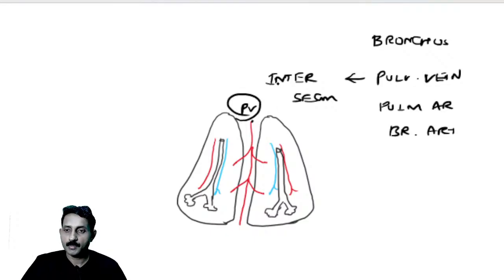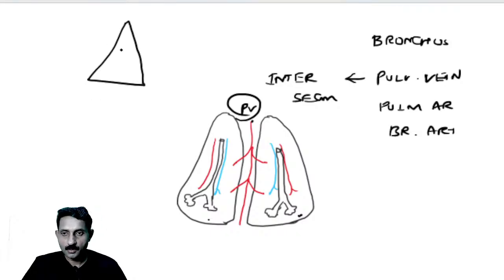Pulmonary vein is intersegmental. So it will take the oxygenated blood from this segment and this segment. So this is one segment. What is the shape of the segment? It is not circular. One question was there in the FMGE, what is the shape of the bronchopulmonary segment? It is not circular, it is a wedge shape. This is a wedge, it's not triangular, it is a wedge.